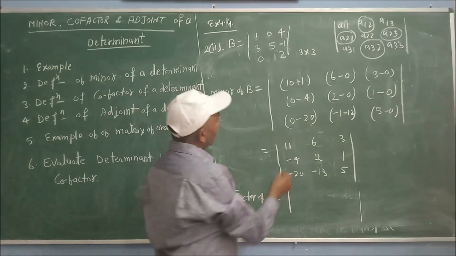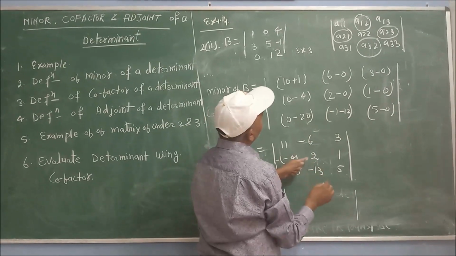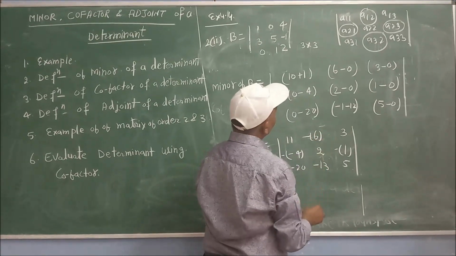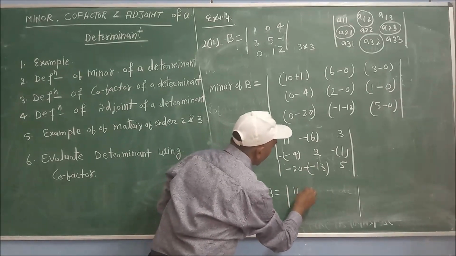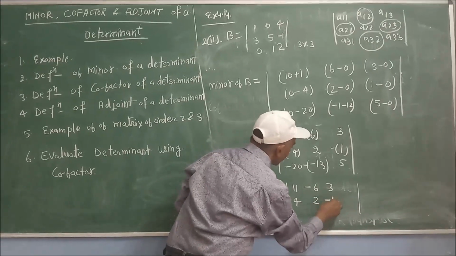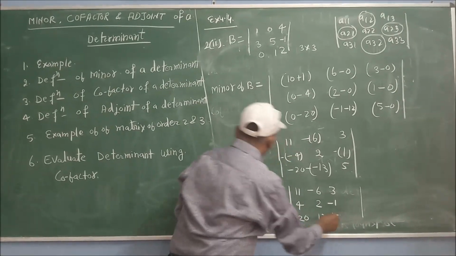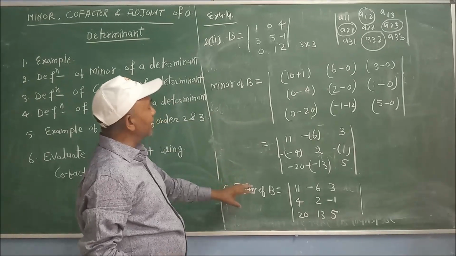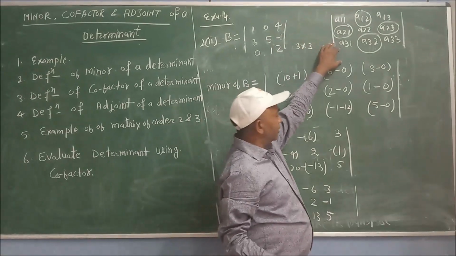So check here. Here will be a minus sign, here again a minus sign, and here again a minus sign. This term has also a minus sign. So this can be written as 11, minus 6, 3, plus 4, 2, minus 1, and here 20, plus 13 and 5. So this is the cofactor of B. The difference between minor and cofactor is simply the sign of each element. To calculate the sign, use these determinants.